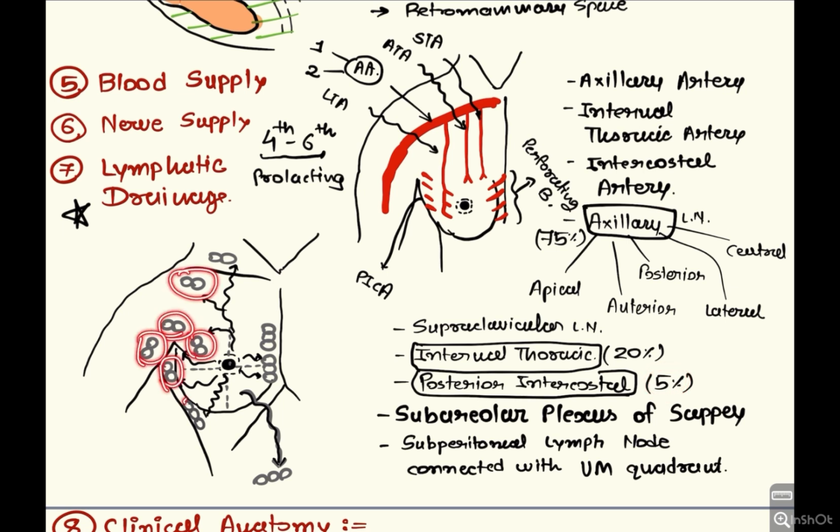The axillary lymph node has many parts. This is the apical part, this is the central part, this is the anterior part, this is the posterior part, and this is the lateral part of the axillary lymph node. We can also see the posterior intercostal lymph node and the internal thoracic lymph node. Lastly, it is drained by the supraclavicular lymph node, which is the last lymph node through which all the lymphatics pass.